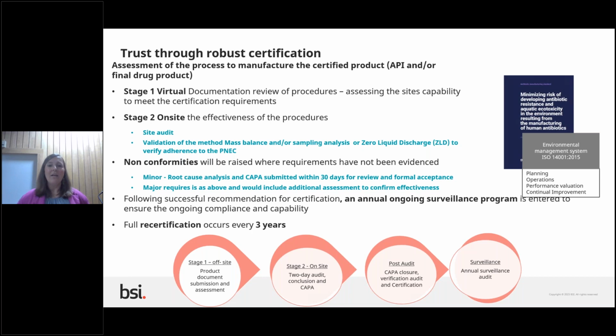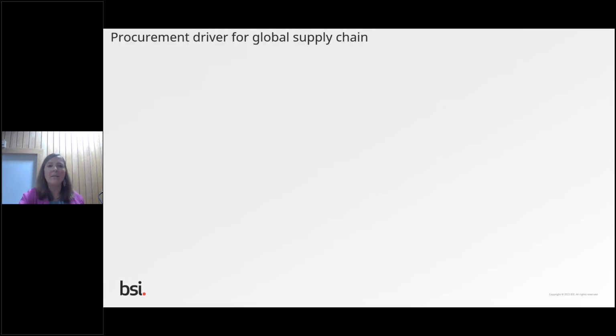And after the initial assessment in year 1, we will then maintain an annual check, an annual surveillance assessment. So it's not just like we come, check once, and we're gone for 3 years. We come each year to check that you have been maintaining the ongoing compliance and capability. So the certification is valid for 3 years, just to be very clear. And again, we are certifying either your API stage at a specific site or the final drug product stage at a specific site.